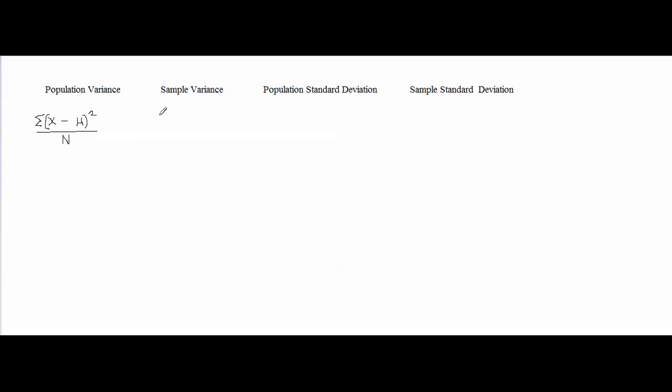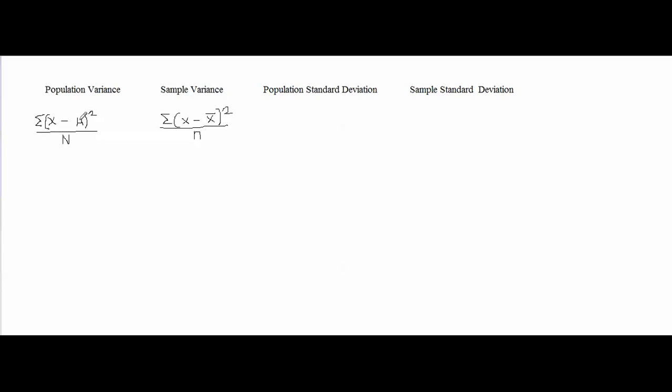Let's now talk about the formula for the sample variance. It's a similar formula, but some of the symbols are a little bit different. X still means an individual data value. It's x minus x bar squared over lowercase n. So notice how this symbol has changed to an x bar, and this symbol right here, this uppercase N, has changed to a lowercase n.